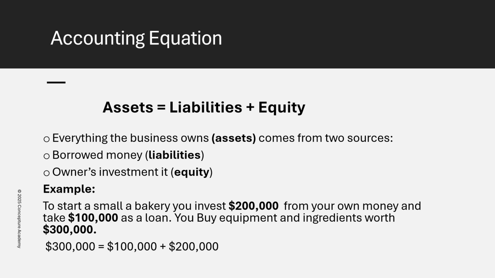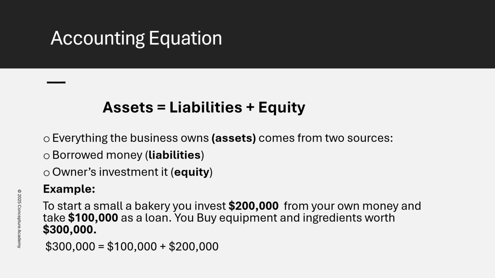Let's understand this with a simple example. Suppose you start a small bakery and you invest $200,000 of your own money. Then you take a bank loan of $100,000. So now you use that money to buy equipment and ingredients worth $300,000. So here is the math. Total assets are $300,000, liabilities are $100,000, and equity is $200,000. $300,000 is equal to $100,000 plus $200,000. So the equation is balanced.